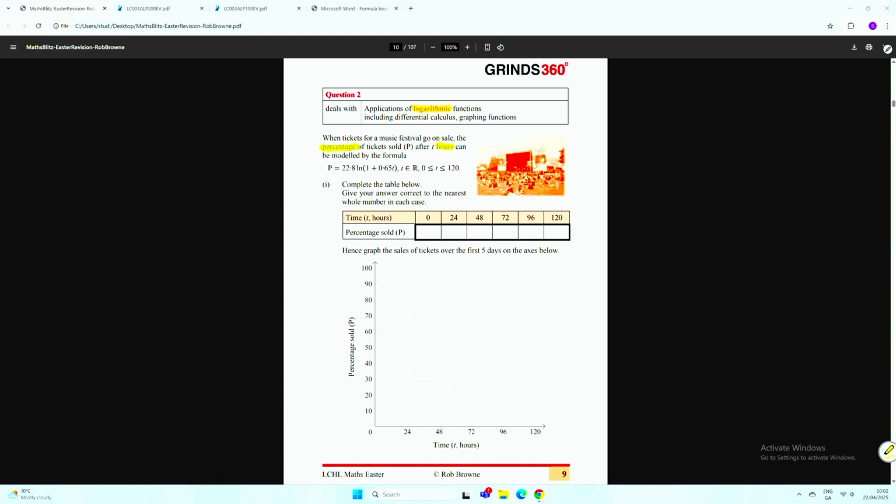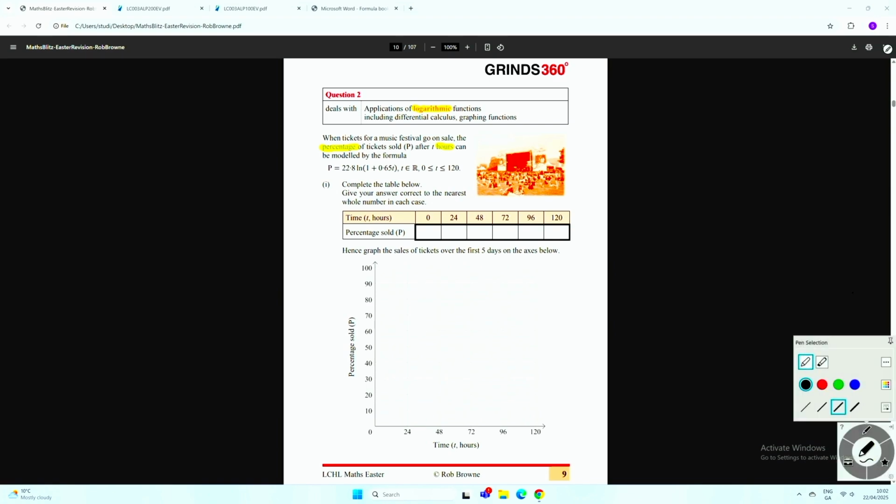So the values there end up being 0, because it does say to round them all to the nearest whole number. So that's 0 in the first one. And the next ones are 64, 79, 88, 95, and 100, rounded to the nearest whole number.